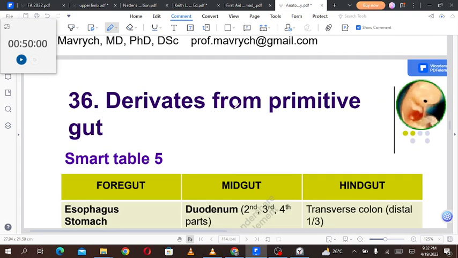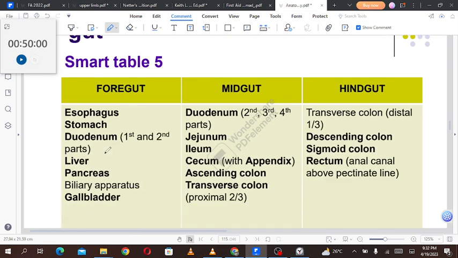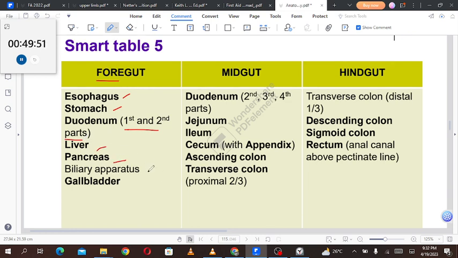Now, derivatives of the primitive gut. This is something that I was talking about previously, so let's see that in detail. The foregut gives rise to the esophagus, stomach, duodenum first and second parts, liver, pancreas, biliary apparatus and the gallbladder. The midgut gives rise to the duodenum second, third and fourth parts, jejunum, ileum, cecum with appendix, ascending colon, and the transverse colon proximal 2/3. The hindgut gives rise to the transverse colon distal 1/3, descending colon, sigmoid colon, rectum, and anal canal above the pectinate line. So remember these derivatives.